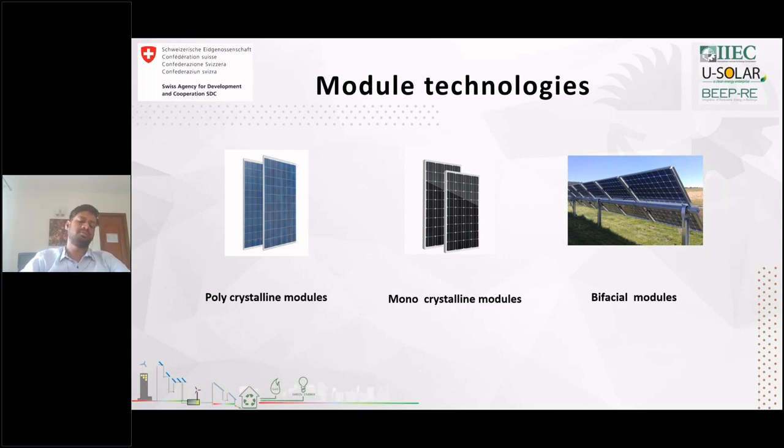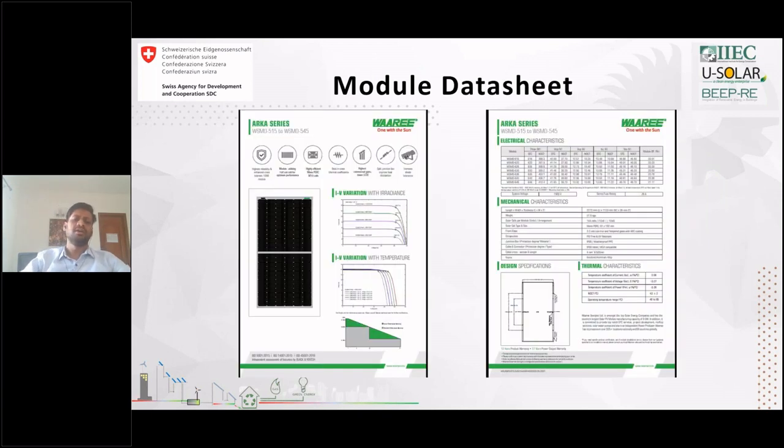These are preferred for installations where reflection of light is available, for example an RCC structure where the light gets reflected from the rooftop back onto the back face of the model, and you get approximately 9 to 12% extra efficiency while using bifacial models. But cost effectiveness is still a factor for us in utilizing it on a large scale.